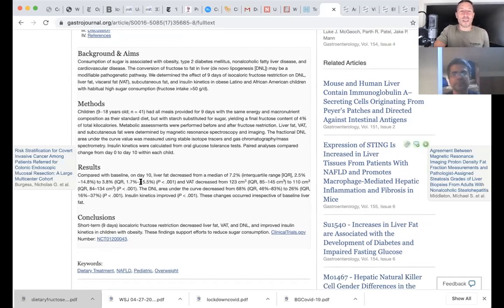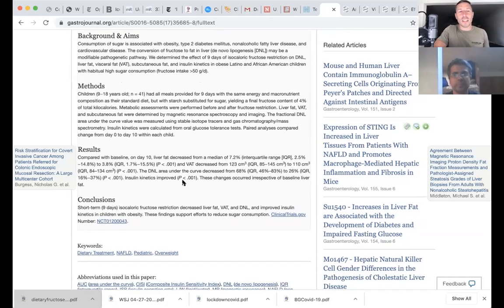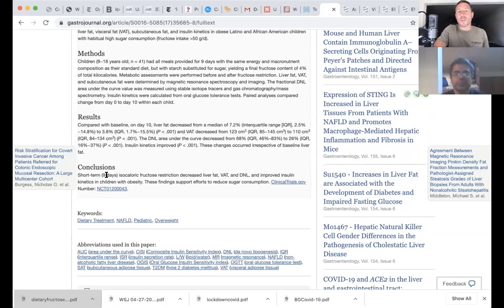Within 9 days, liver fat decreased, and visceral adipose tissue, that adipose tissue inside the peritoneum that is associated with metabolic dysfunction, decreased. A little more complex measure called de novo lipogenesis, area under the curve, decreased. And the changes were irrespective of baseline liver fat. Their conclusions are striking: short-term, 9-day, isocaloric fructose restriction decreased liver fat, visceral adipose tissue, de novo lipogenesis, and improved insulin kinetics in children with obesity. These findings support efforts to reduce sugar consumption.